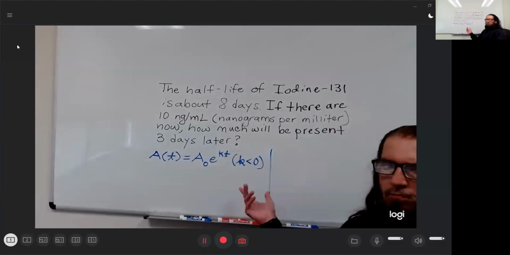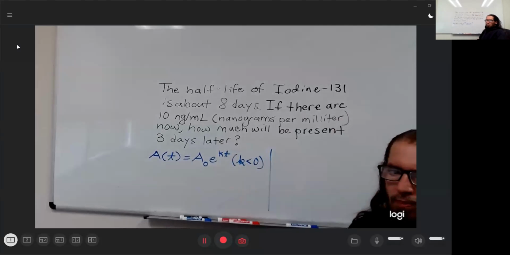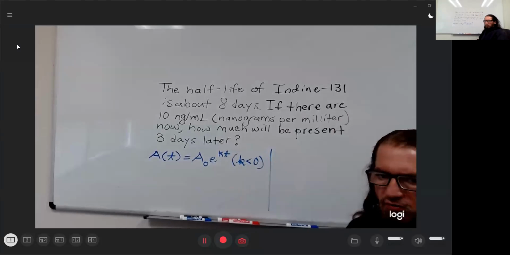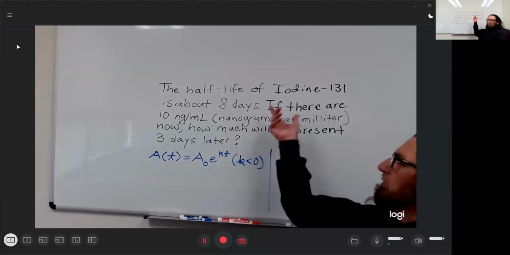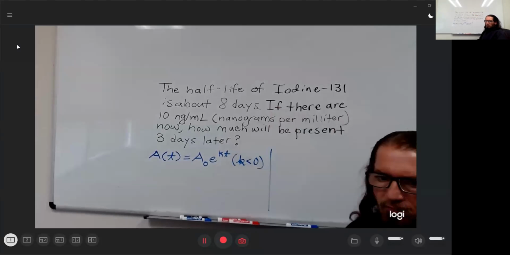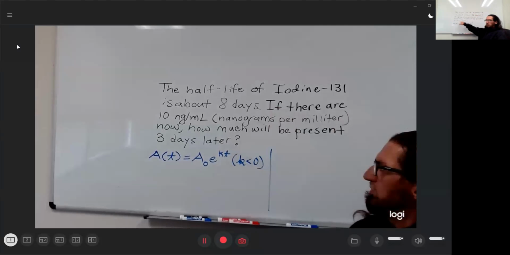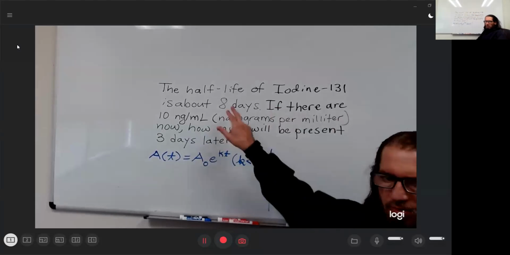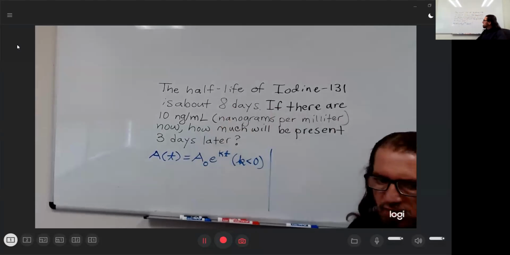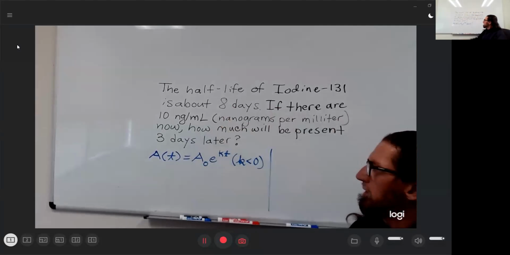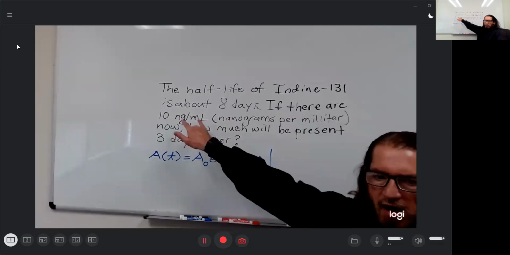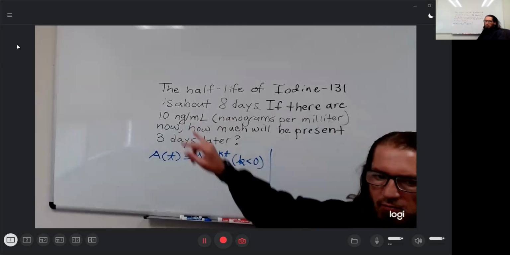Let's take a look at this question. With iodine, which I believe can sometimes be used in medical procedures, the half-life of this particular isotope is 8 days. If you start out with 10 nanograms per milliliter, how much will be present 3 days later? Now, since 3 days is less than 8 days, I expect that there will be more than half, so more than five nanograms per milliliter remaining.